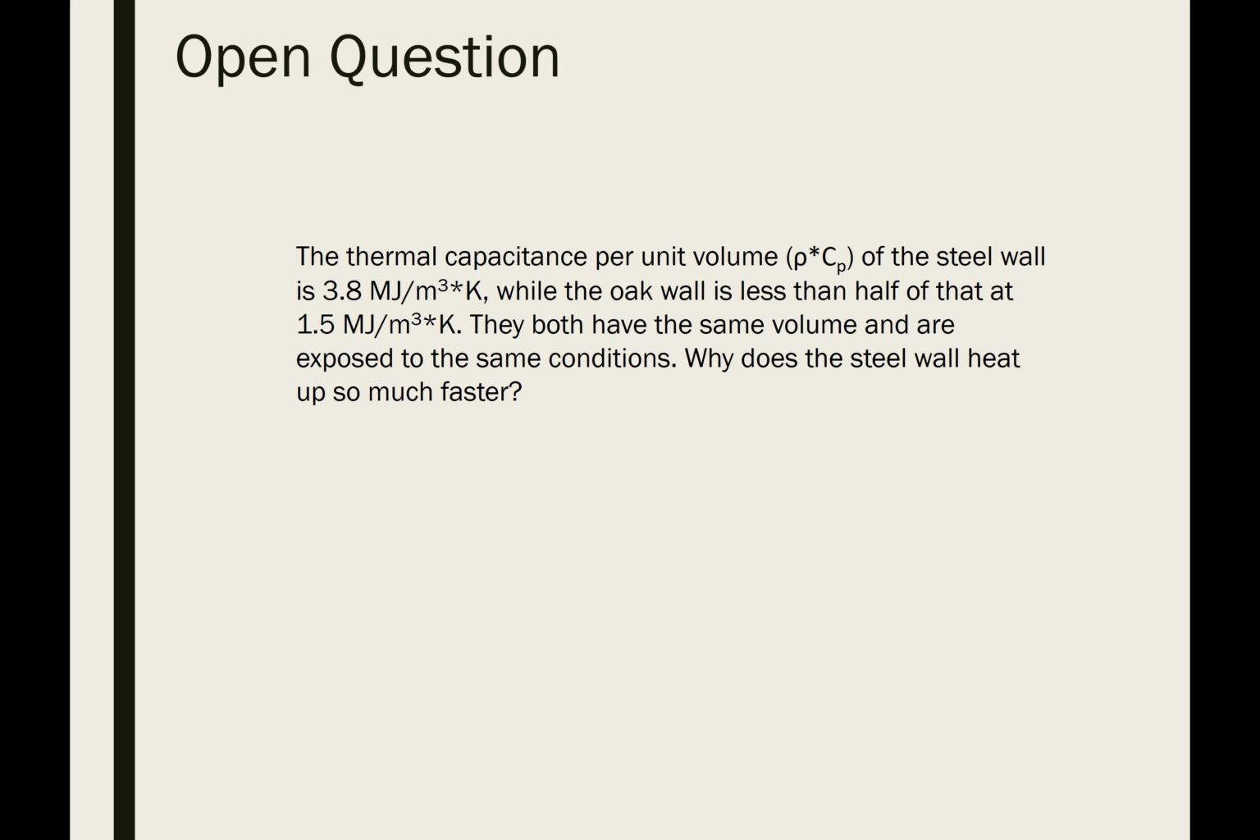Okay, I wanted to point out that the thermal capacitance per unit volume, rho times Cp, for the steel wall is 3.8 megajoules per meter cubed per Kelvin, while the oak wall is less than half of that at 1.5 megajoules per meter cubed Kelvin. They both have the same volume and are exposed to the same conditions. Notice the steel wall actually has more than double the capacity to absorb heat relative to the oak wall, but still it heats up a lot faster. So why is that?